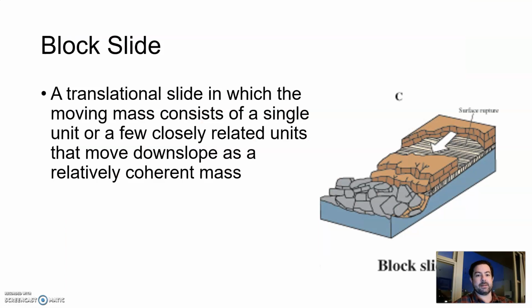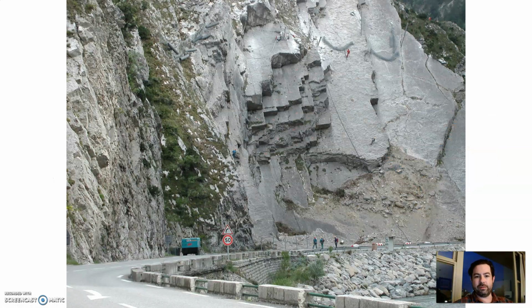We have block slides. A block slide is a translational slide in which the moving mass consists of typically a single unit or a few closely related units, even a big block of rock or a few big blocks of rock that move downslope as a relatively coherent mass. So it's not a bunch of dirt and small rocks. It's just a big thing moving on its own. For reference, you can see the little scientist here, but you can imagine these big chunks that break off just slide down the face in one big chunk.